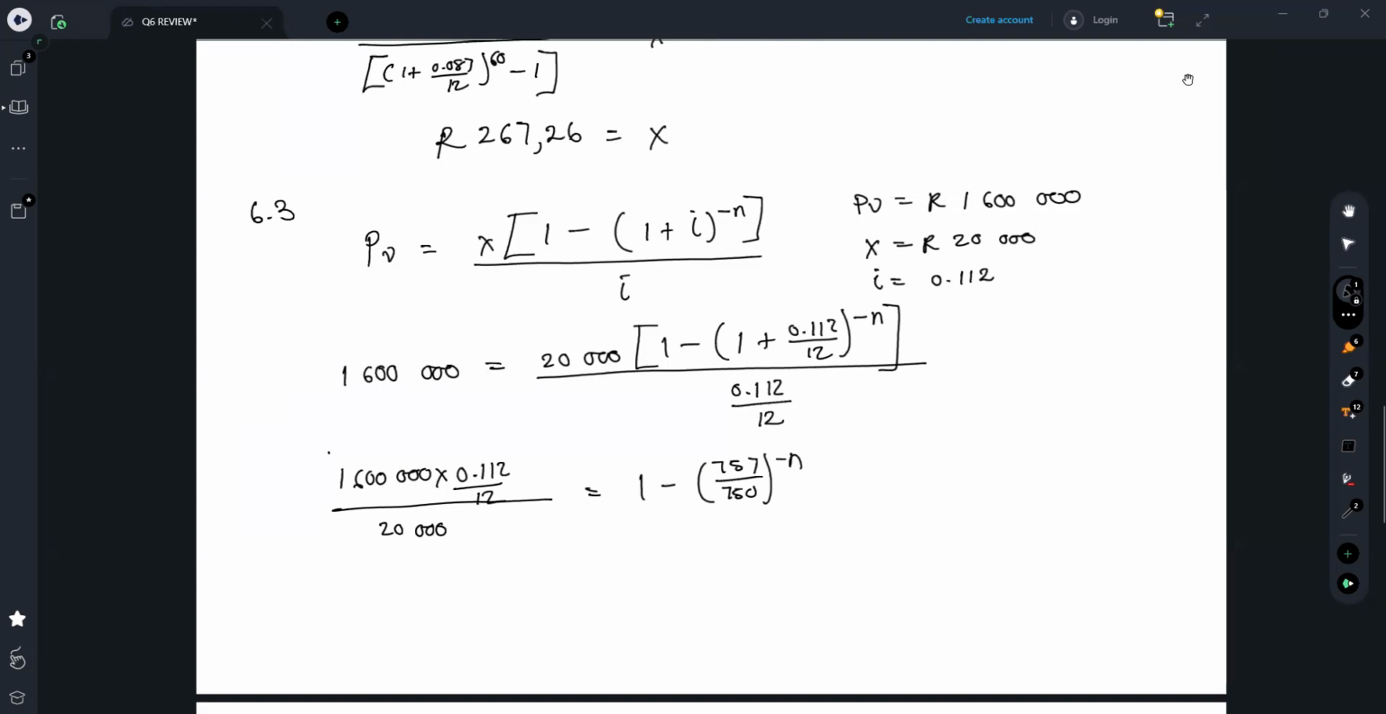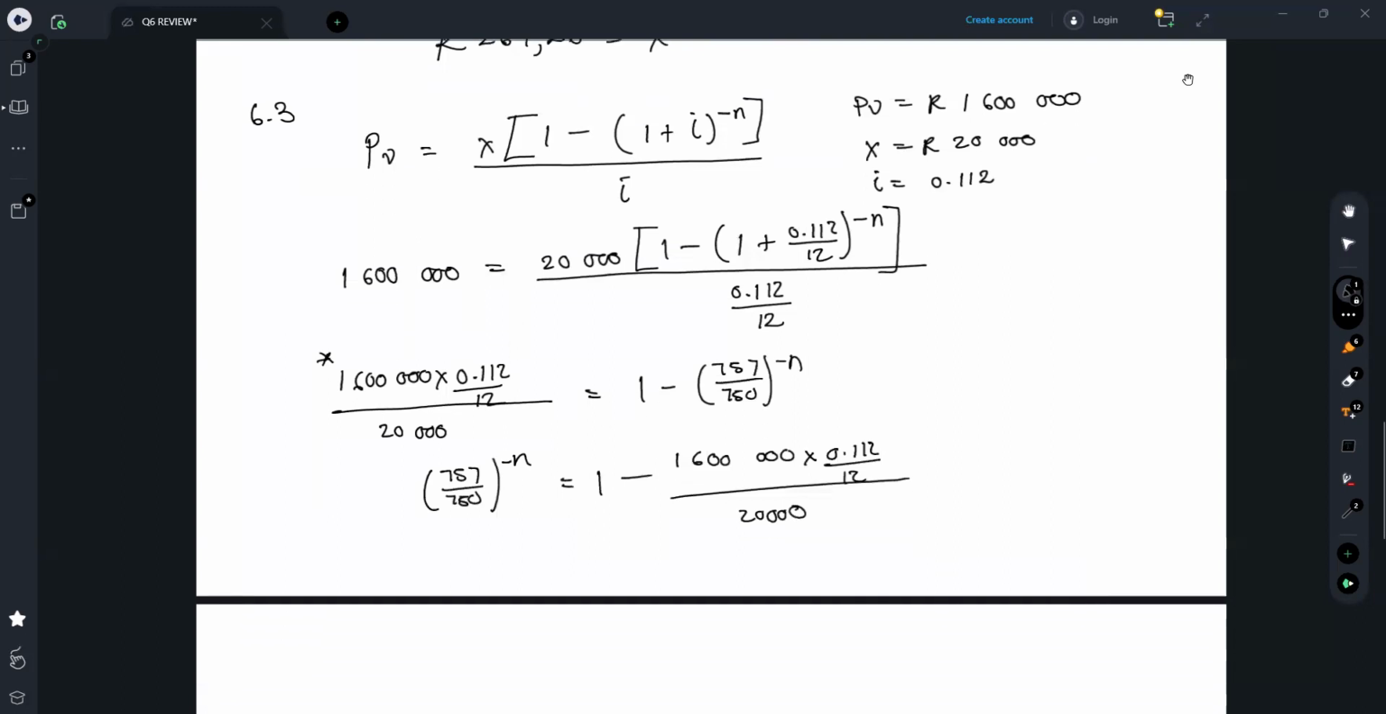And I could take this entire expression on the other side, right? So now this is positive 757 over 750 to the power negative n up there. And what am I going to receive this side? 1 minus this entire thing here. 1,600,000 multiplied by 0.112 over 12 all over 20 grams. Okay, so now we see that we cannot simplify this any longer.